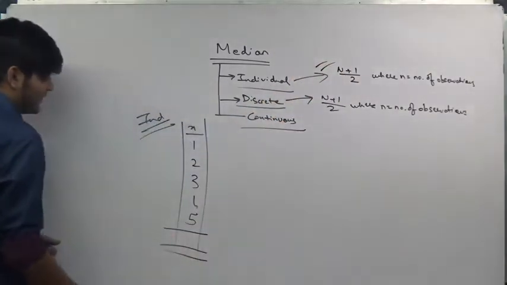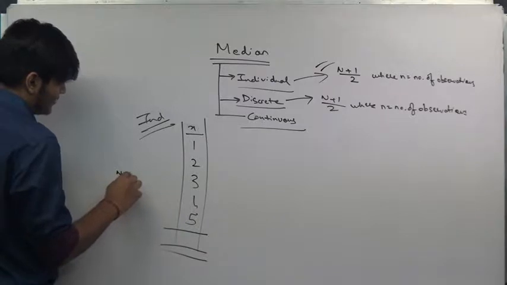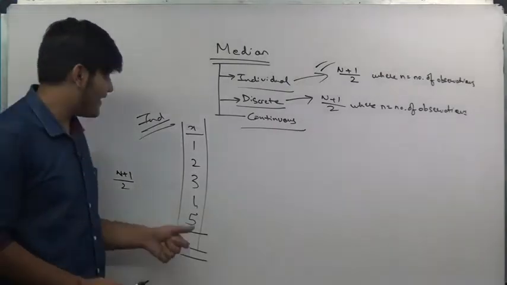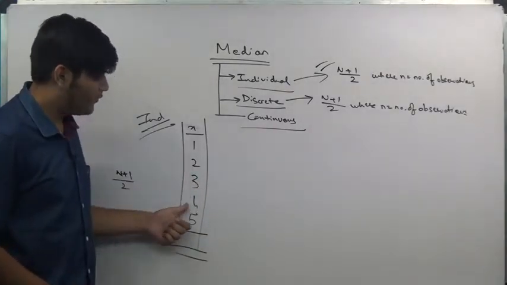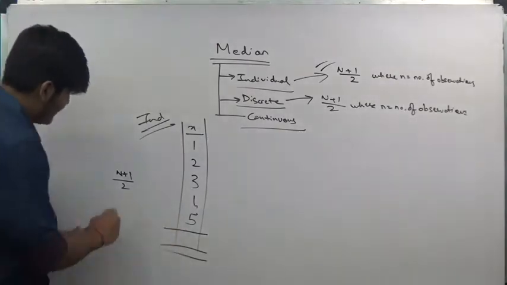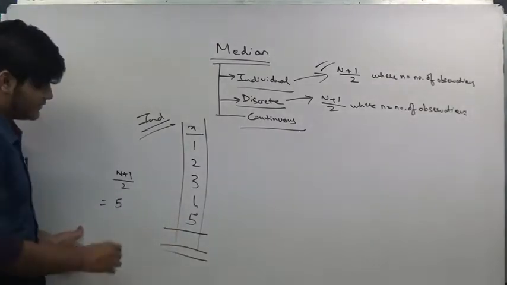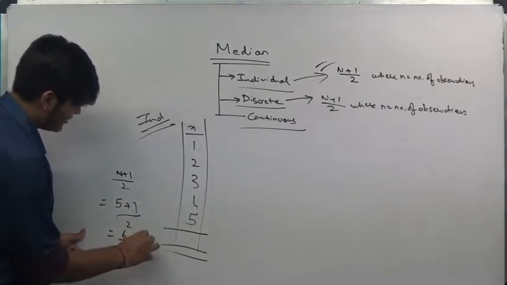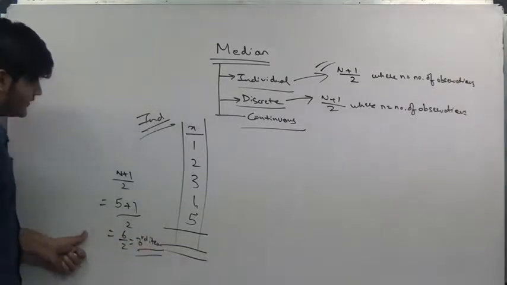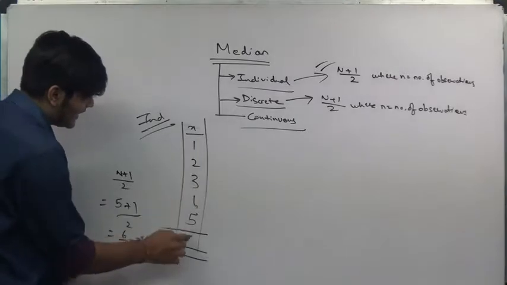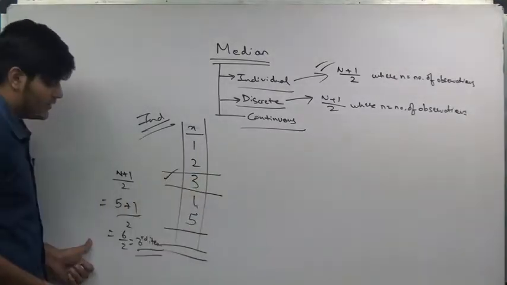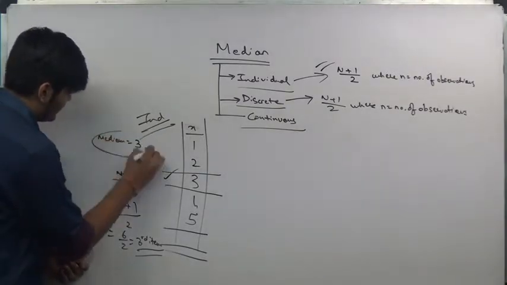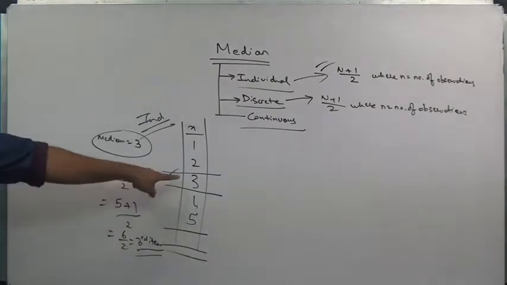For example, individual series first. What is the formula? (N plus 1) by 2. N is what? The number of observations. How many observations do we have here? 1, 2, 3, 4, 5. 5 observations are there. N becomes 5, plus 1, divided by 2 comes down to 6 by 2, which is equal to the third item. Which is the third item here? 3. So we write median is equal to 3.